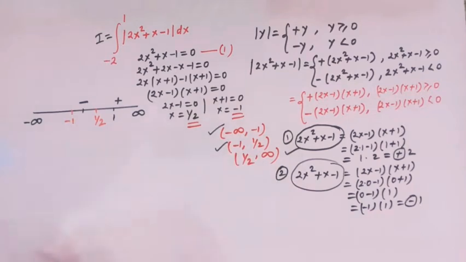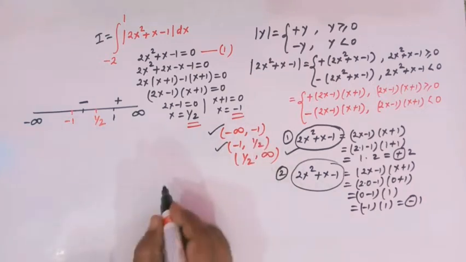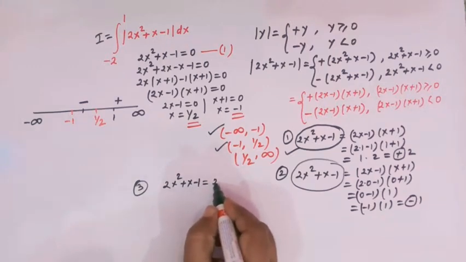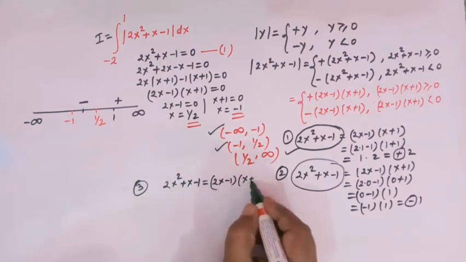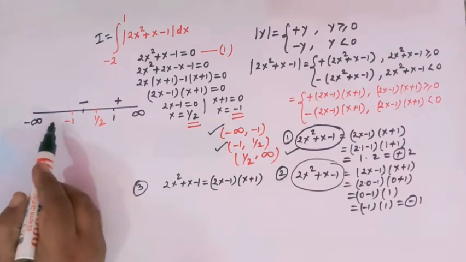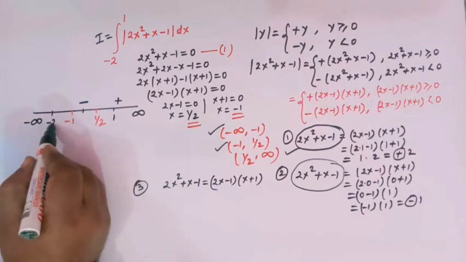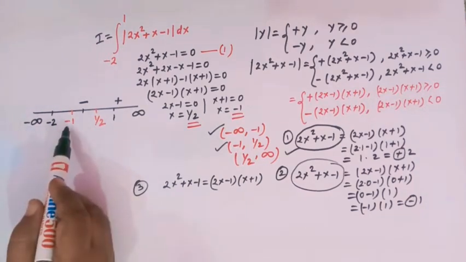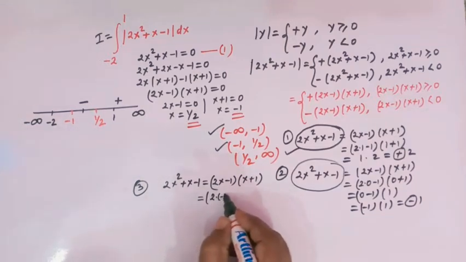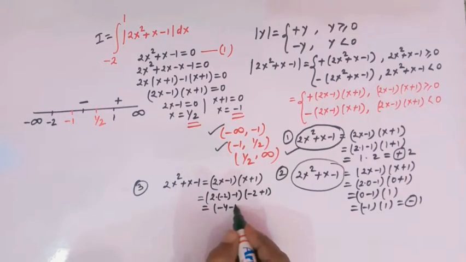Now let us take the third interval, minus infinity to −1. The sign of this expression can be obtained by taking any value between −infinity and −1. So let us take −2, because −2 lies between −infinity and −1. If we substitute −2 here, then we have this expression, and this is −4 − 1.